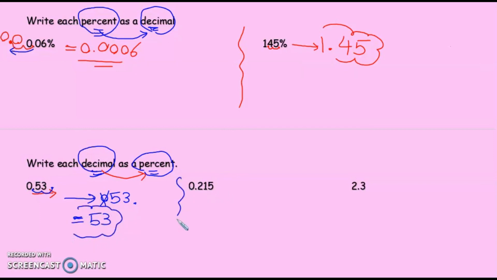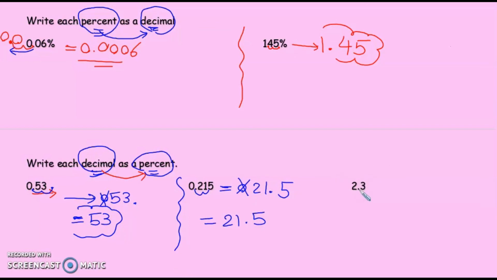Okay, next one. Again, shift to the right because decimal to percent is to the right. So 2 places, 1 and 2. So therefore it would be 0, 2, 1, decimal point 5. You know that you can eliminate this, guys. Final answer is 21.5.